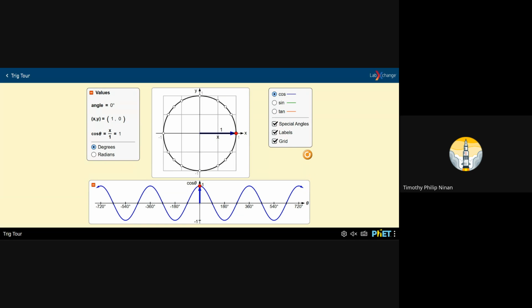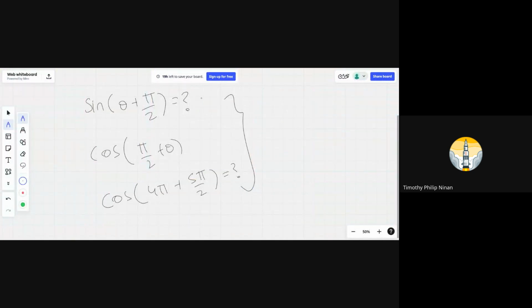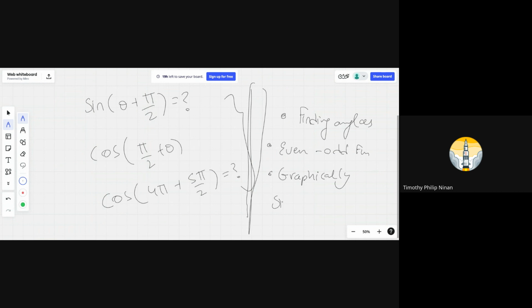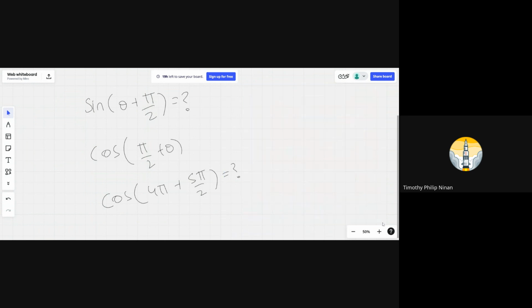Coming to the closing part of this, we have now finished more than half of the topics I wanted to talk about. Now only 2 or 3 topics are left. That is finding some angles, then even and odd functions, and then last but not least, graphically proving sine square theta plus cos square theta is equal to 1. I found it quite interesting. But now we have come to the closing part, so don't worry, guys. I'm not going to extend the lecture for no reason.